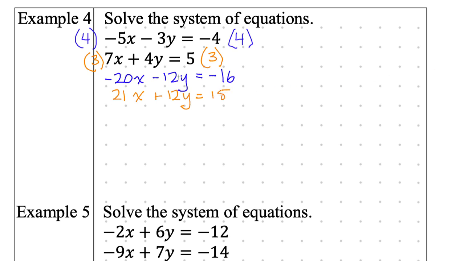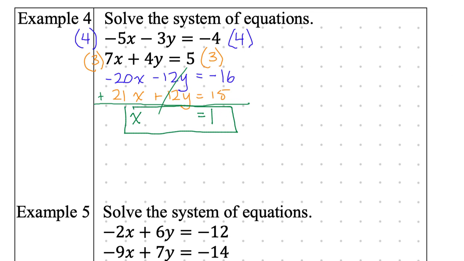I'm adding because these are opposite signs. If they were the same sign, I would have to subtract. So if I add these straight down, 12 and negative 12 cancel out. I have a positive 1x here, or I can just leave that as x, and that's equal to a negative 1, and there it is. X is just equal to 1. I can just box it. X is equal to 1, so I'll just make a giant box.